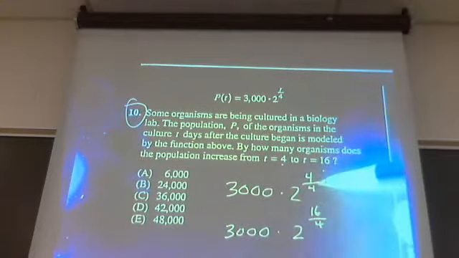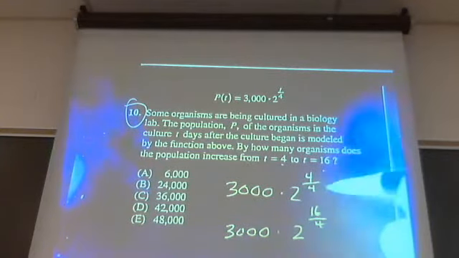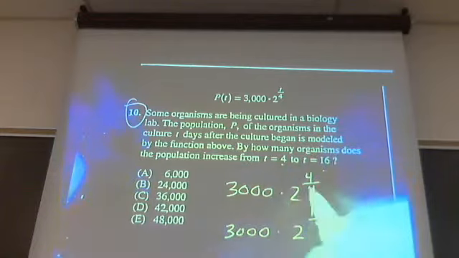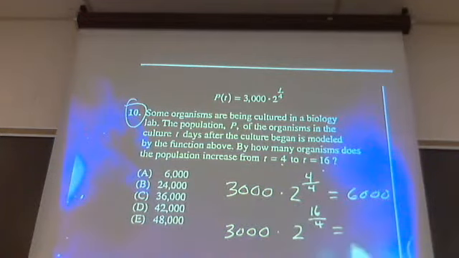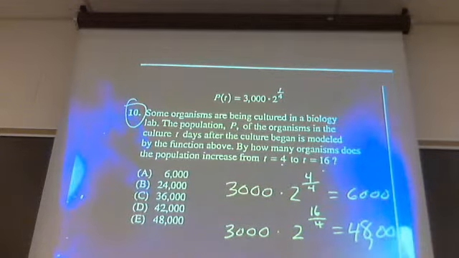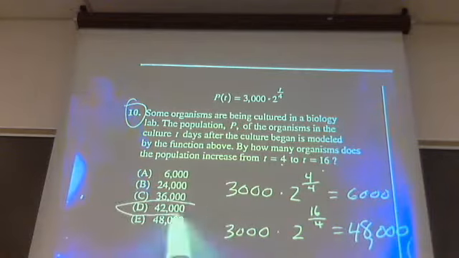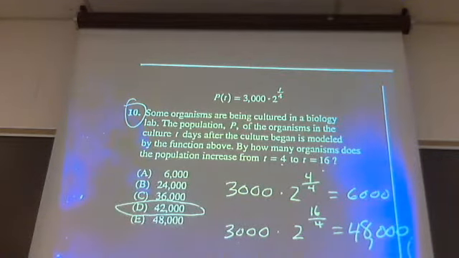Okay, so what is 4 over 4? So this is a population of 2 to the first times 3,000 or 6,000. And this is 2 to the fourth, right? That's 16. 16 times 3,000 is what? 48,000, the difference of which is 42,000. It says, how much did it increase?